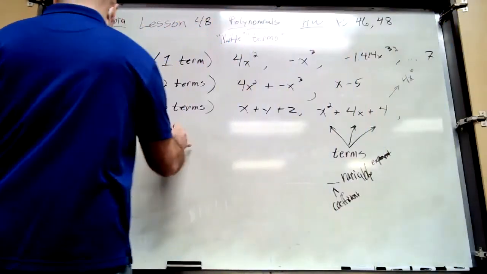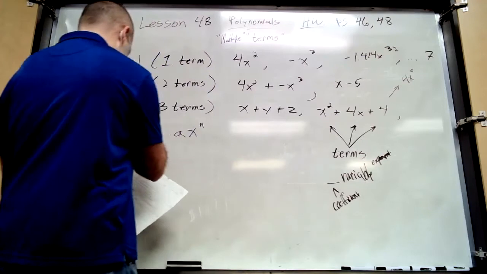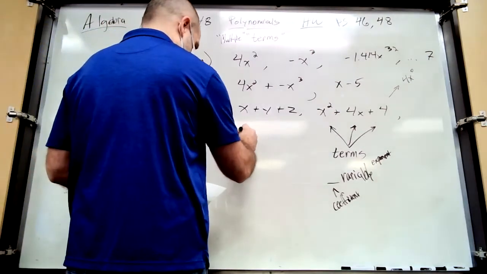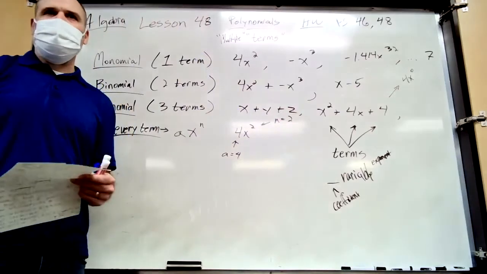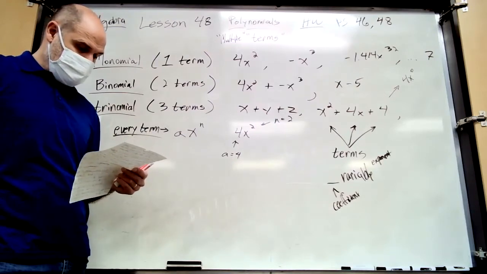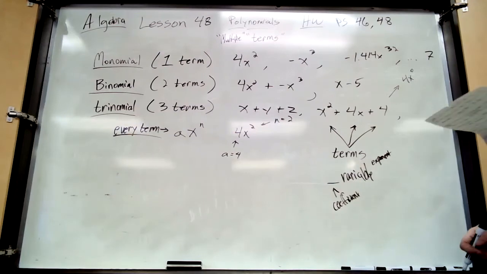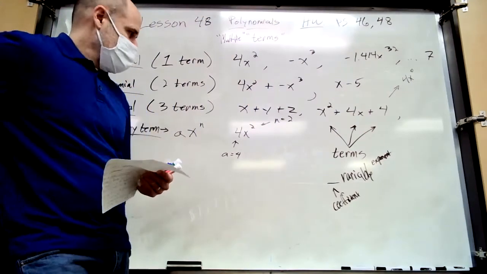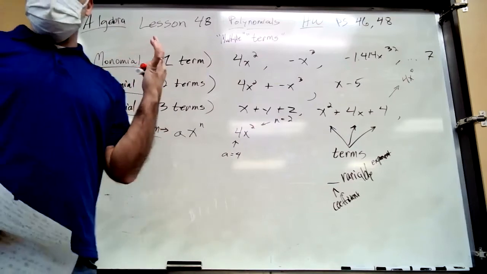So for example, it can be written like this: a times x to the n. So every term looks like this: a times x to the n. For example, 4x squared, a equals 4, n equals 2, right? It doesn't have to be x. It could be any variable. All right? So you've got a monomial, binomial, trinomial. And after that, there are names for polynomials with 4 terms and 5 terms, but for now we just call them polynomials, because both of these are polynomials, multiple terms. That's what it means. So if you have 4 terms, it's still a polynomial.